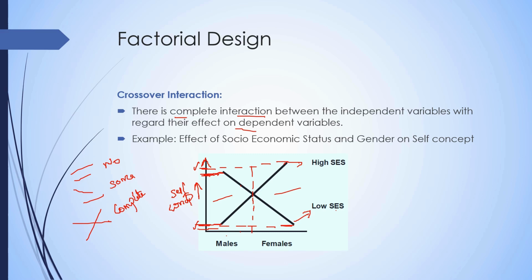So here there is a complete interaction between gender and socioeconomic status, and they have a combined effect on the self-concept, which is the dependent variable. I hope this is clear to you, the three types of interactions.